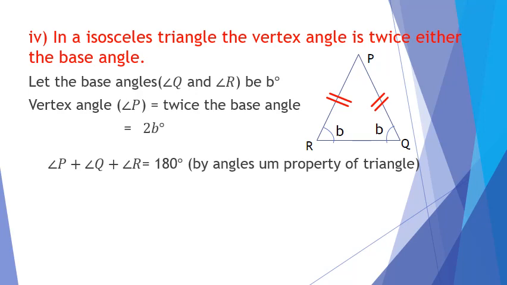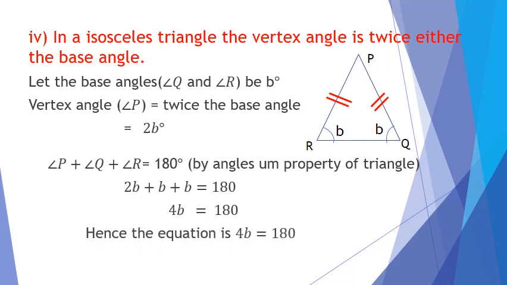And you know that the sum of angles of a triangle is 180 degrees. That means angle P plus angle Q plus angle R equal to 180 degrees. Now you can substitute the values, angle P is 2B. So 2B plus B plus B equal to 180 degrees. While adding, you get 4B equal to 180 degrees. Hence the equation is 4B equal to 180 degrees.